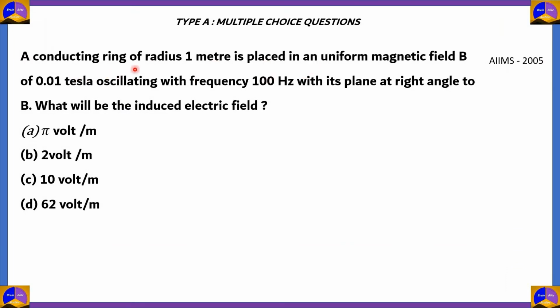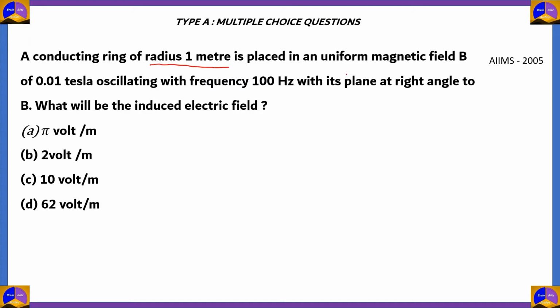A conducting ring of radius 1 meter is placed in a uniform magnetic field, B, of 0.01 Tesla, oscillating with frequency of 100 Hz, with its plane at a right angle to B. What will be the induced electric field? So let's look at this question.